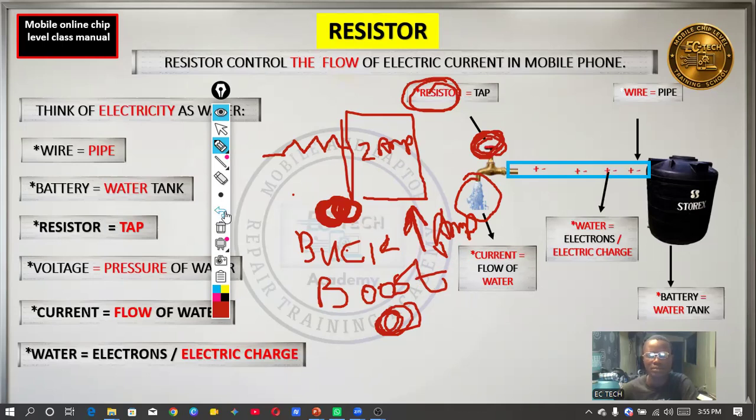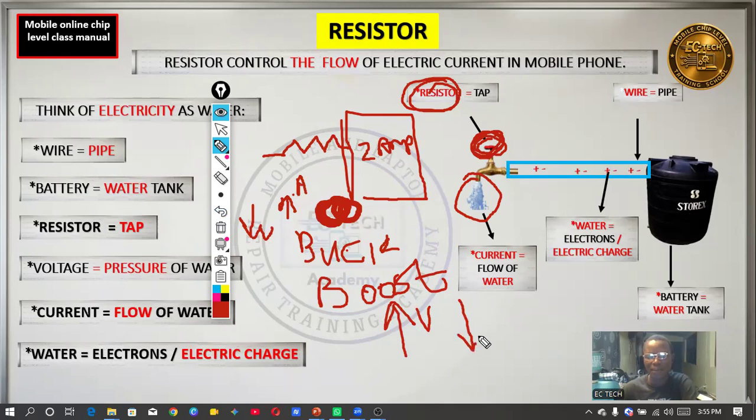Let me rewrite it. So we said that it decreases the voltage and increases the ampere. Why this one? It decreased the voltage. Okay, sorry, it increased the voltage. Why reduce the ampere? Can someone remind me what I said in that class?